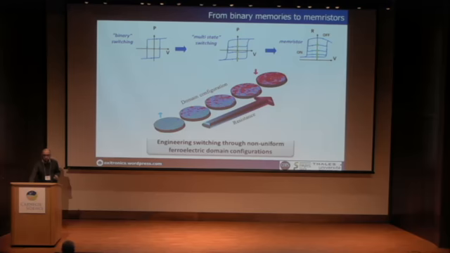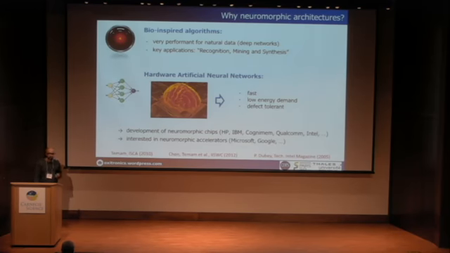So why are we interested in these memory stores? In the lab, we are interested in this because of brain-inspired computing. We know that artificial neural networks outperform conventional von Neumann processors for key applications such as pattern recognition or data mining. Nowadays, there are software versions of these artificial neural networks that have recently produced breakthroughs in facial or speech recognition from companies like Google or Facebook.